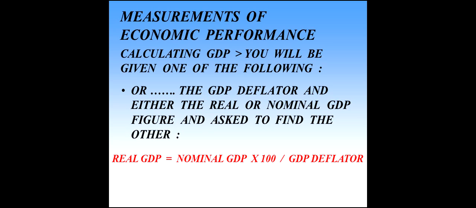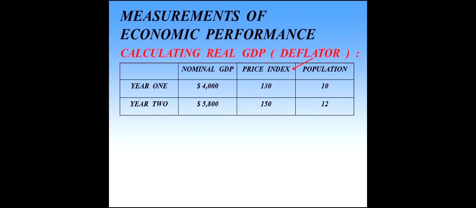Let's take a look at a couple of examples for this. Let's say for these examples, we're given 2 years and we're given the nominal GDP figure and the GDP deflator or price index. And actually, let's spice it up a little bit here too and add some population figures. And let's say you'll also be asked in one case to find the GDP per capita figure. So we'll tackle that here as well. So here are our figures. Our nominal GDP for year 1 is 4,000. I'm using simple numbers here. Year 2 is 5,800.